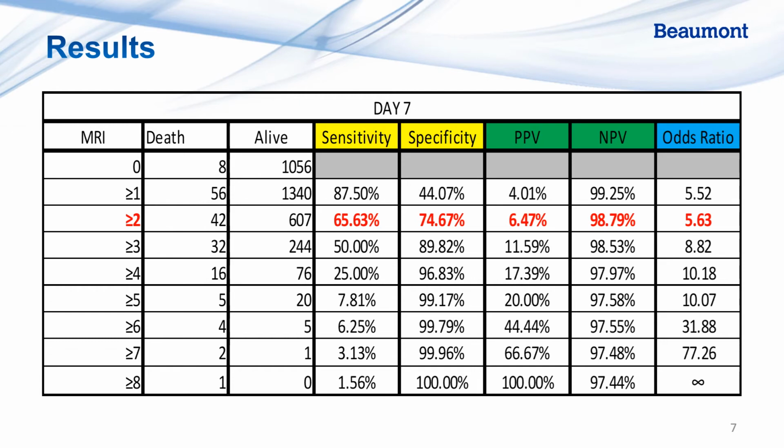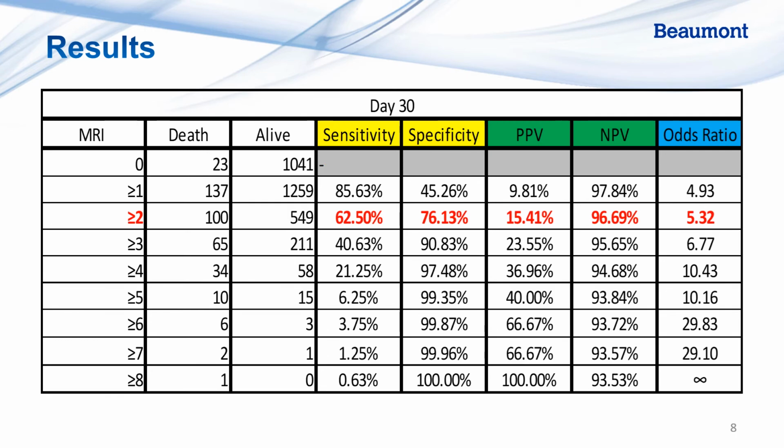At day 7, we identified the patients that were dead and the patients that were alive, and we categorized these patients based upon their score on day 0. We then calculated statistical analyses on all of these scores, and this allowed us to identify a score that was statistically significant and also provided a robust sensitivity and specificity, and that score was greater than or equal to 2. At day 30, we were able to reproduce those same results.